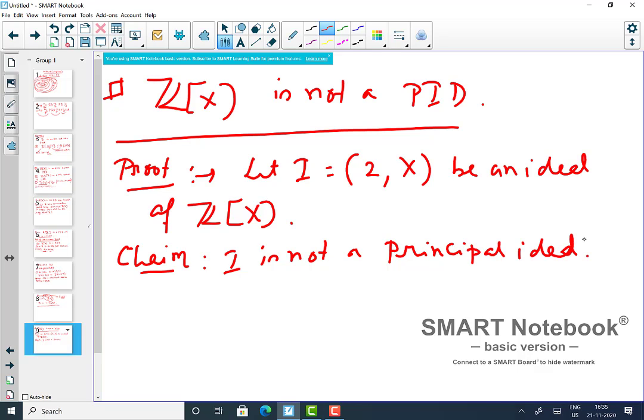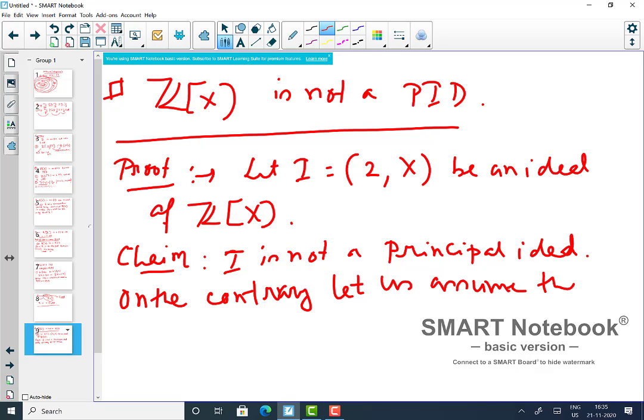Okay, now generally we prove this kind of statement by the method of contradiction. So on the contrary, let us assume that I is generated by a single element, some f(x) belonging to Z[x]. So this is a polynomial with integer coefficients.